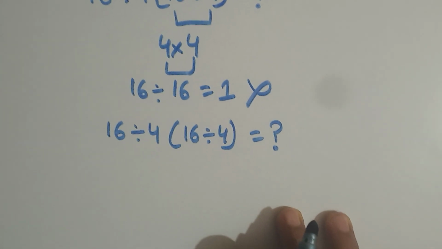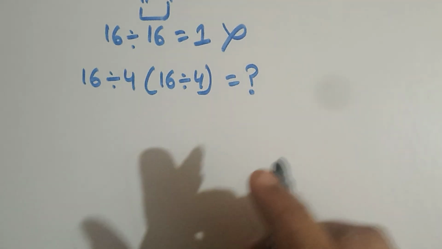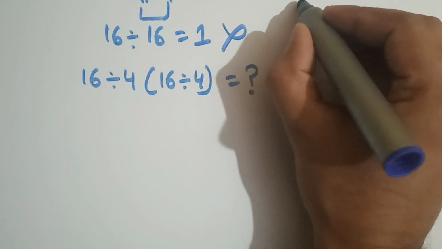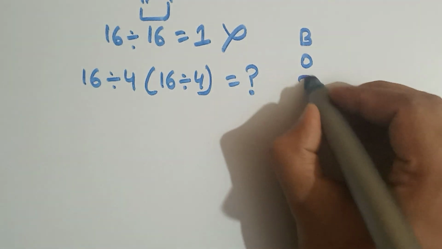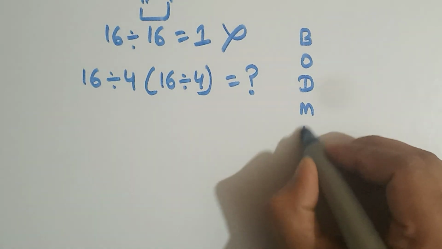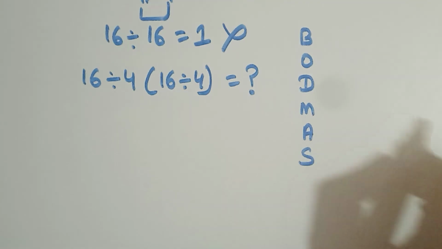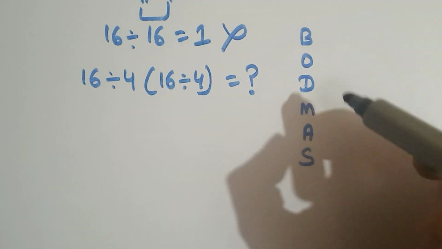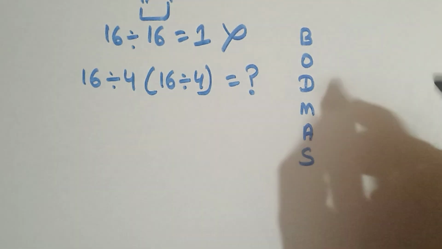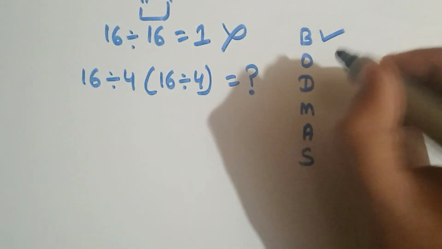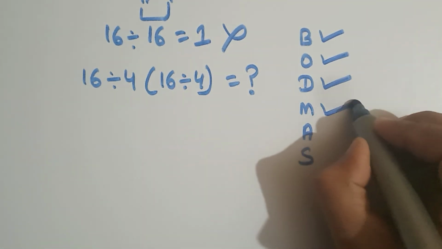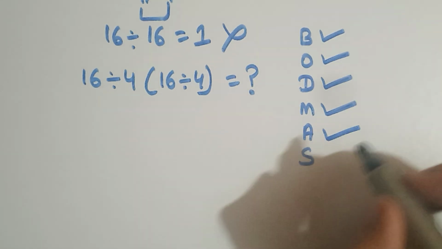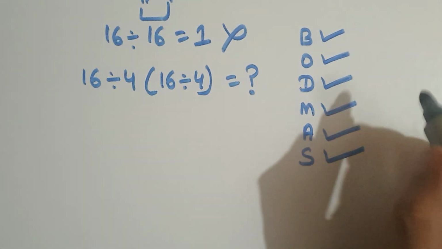For this type of question, a rule is followed. What is the rule? The rule is BODMAS. What does it mean? It means BODMAS. Here B means bracket, O means of, D means division, M means multiplication, A means addition, and S means subtraction.